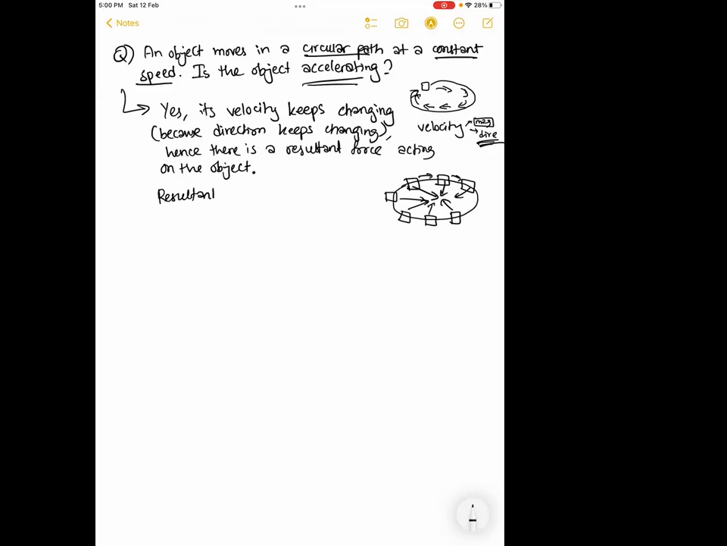This is known as the centripetal force. I will talk about this later, but I'll first check if you have this in your syllabus. And this force is the one that is actually making the object change direction. It is not changing its magnitude, but yes, it is changing its direction.